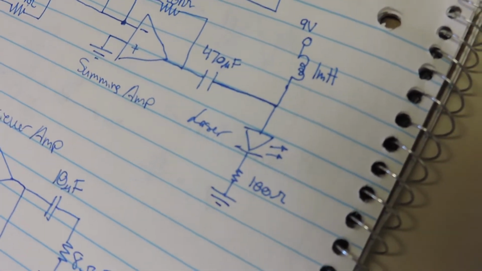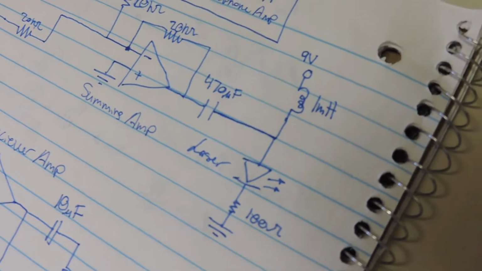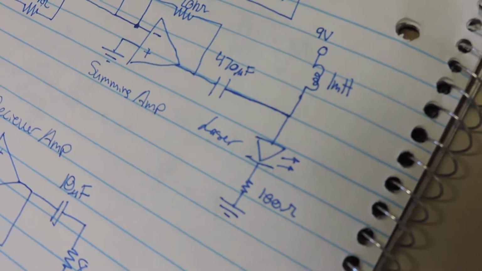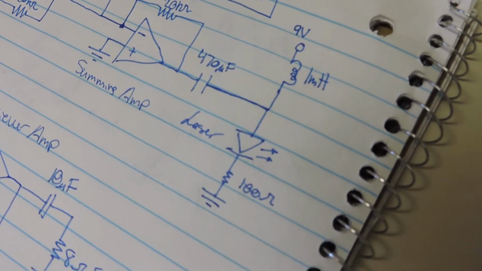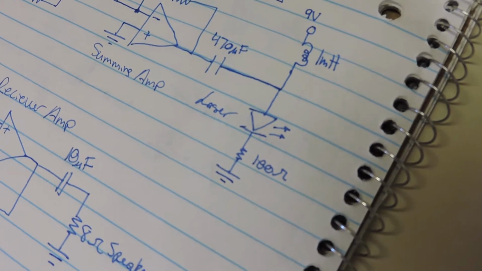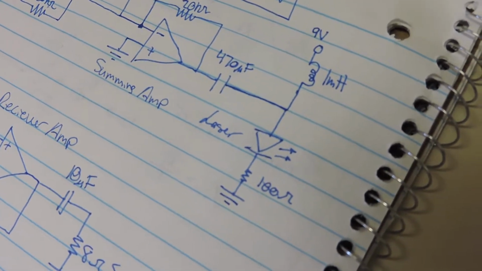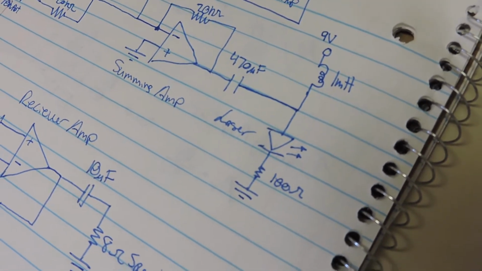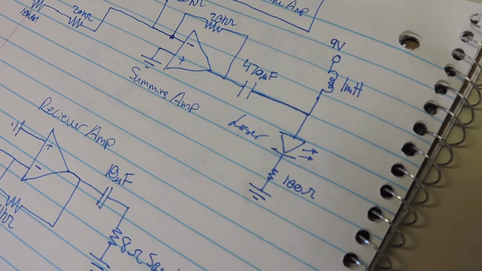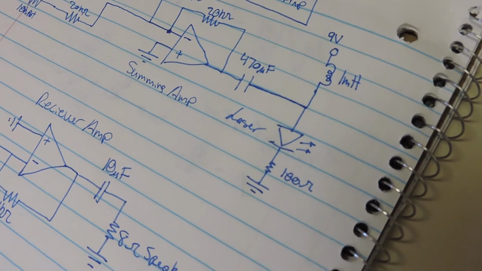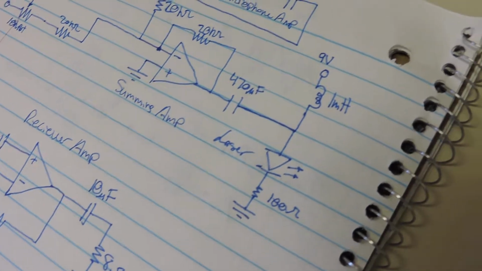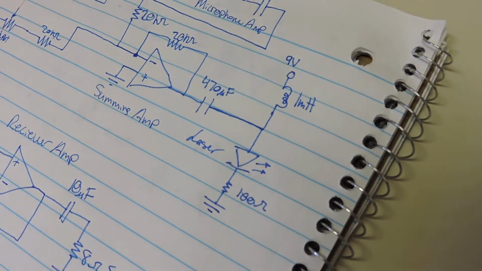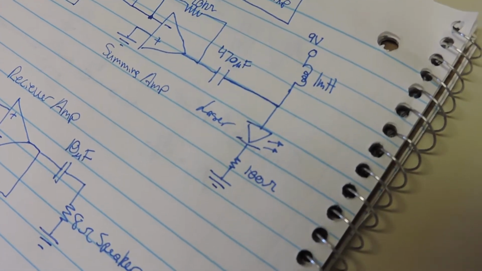So the laser needs to be supplied by a DC supply voltage to be able to transmit the signal. The output comes from the summing amplifier and then gets run through a capacitor to filter out the DC current. The 9-volt power source got fed through the inductor shown here to block the AC current. This was to ensure that no AC current was going through the laser. And then we used a 100 ohm resistor to make sure that we didn't blow out the laser.